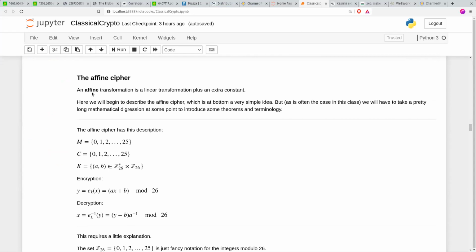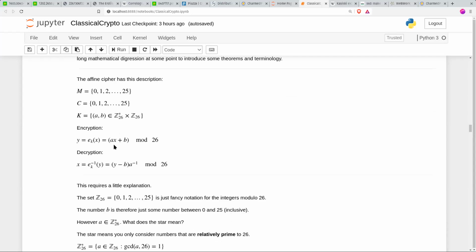So this word affine is just fancy. It's a matrix multiplication followed by matrix addition, is really what it is. So here we're not using big matrices. These are one by one matrices, just numbers. So it's kind of a too-much word for what's actually happening here. So the way this works is we're still going to be encrypting one letter at a time.